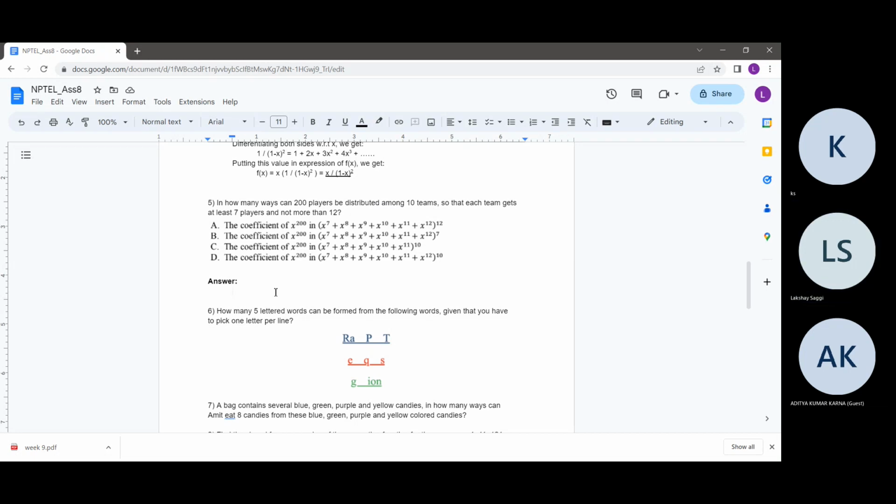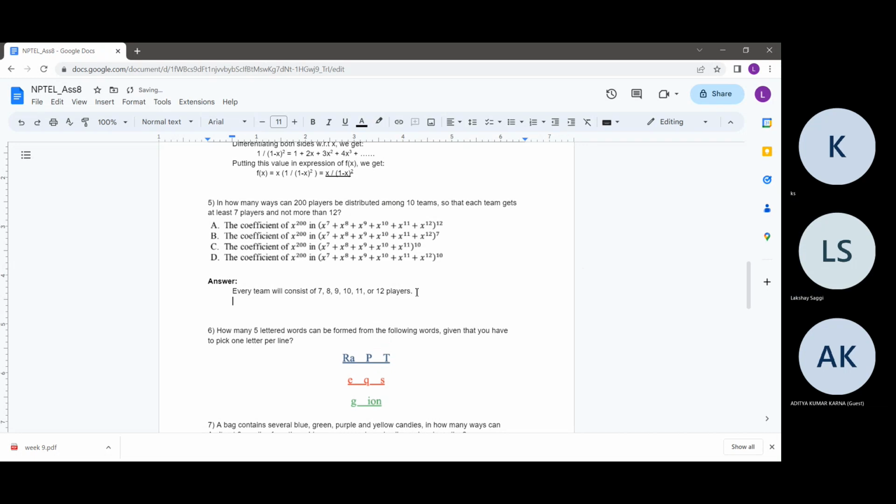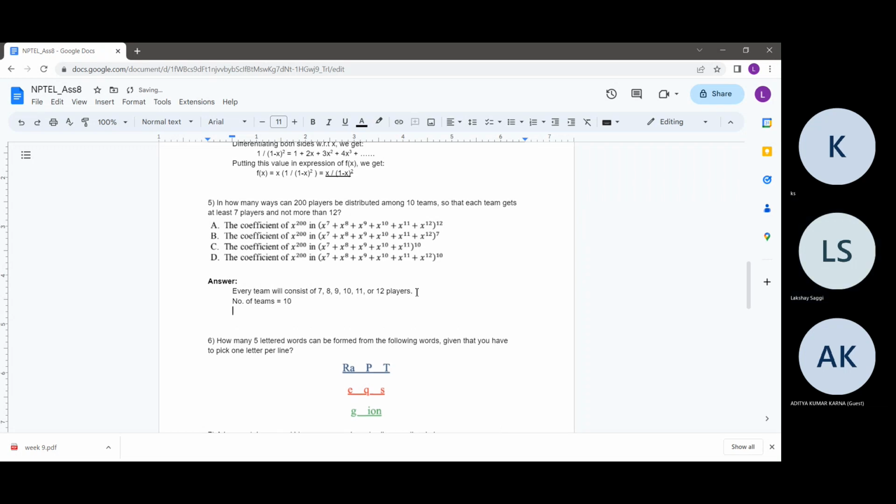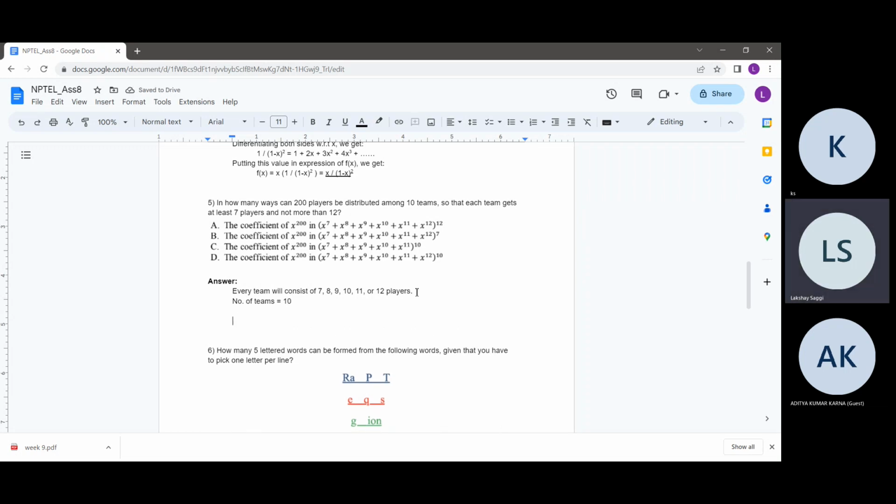So I'll just write them also. Every team will consist of 7, 8, 9, 10, 11, or 12 players, exactly this much. And there are 10 teams we know, the number of teams is equal to 10. So what this means is that we need to find this distribution.